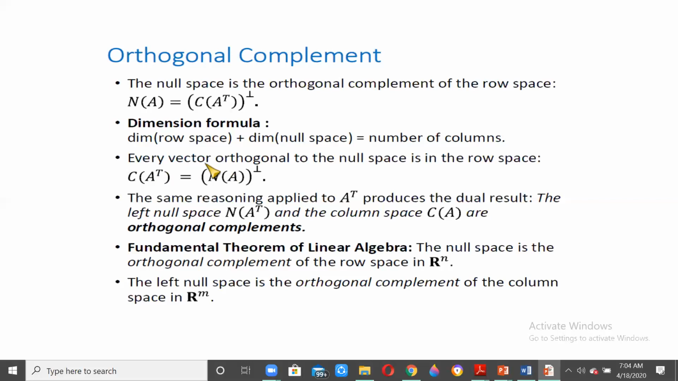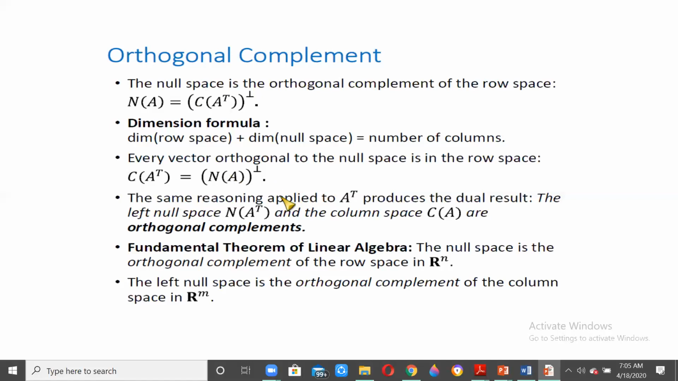Similarly, every vector orthogonal to the null space will naturally be in the row space. Whatever is not there in the null space will be there in the row space. Every vector orthogonal to the null space will be in the row space. This is just the opposite: if you take the perpendicular on both sides, you get this.